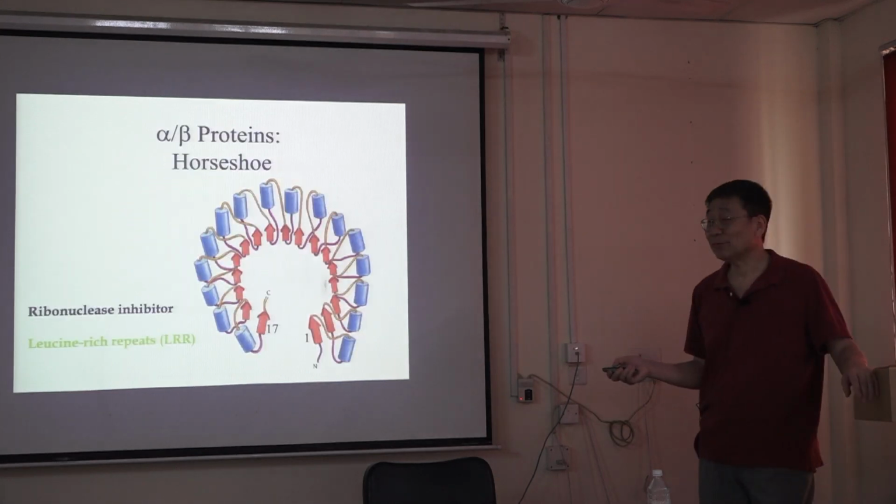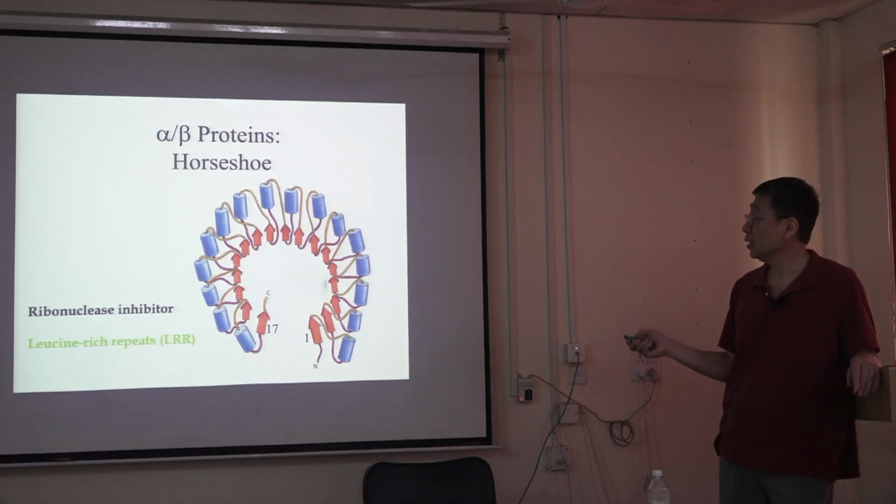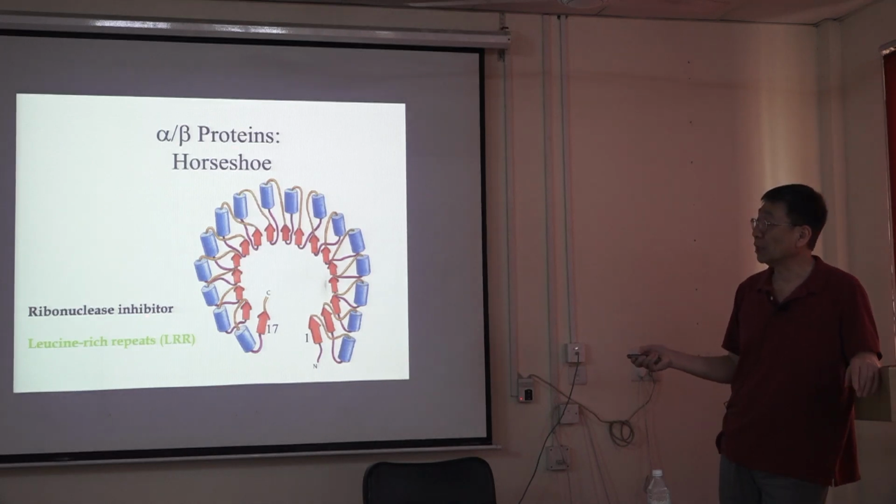Okay, the last example I'll show you for alpha/beta proteins is something called the ribonuclease inhibitor. This is the structure of ribonuclease inhibitor, and it's a very simple structure as well. It has a 17-stranded, fully parallel beta sheet. They're all pointing up, and then you go back down as a helix. So up strand, down helix, 17 times.